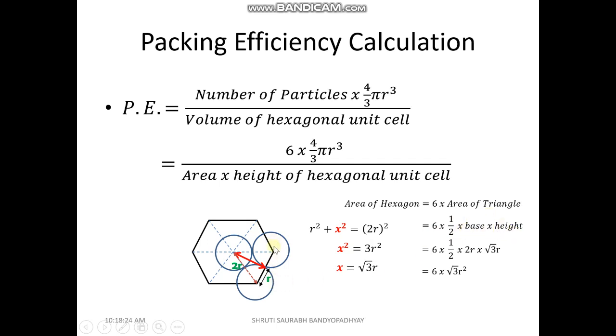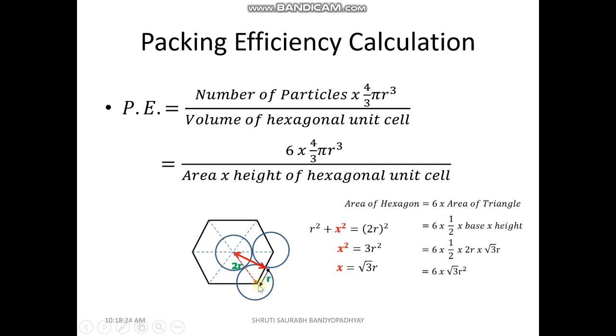The base of the triangle is this. Okay, so the base is formed by two such spheres. If the radius of one such sphere is r, then the base of the triangle will be r plus r, that is 2r. So 2r is the base. What about the height? The calculation of height is just simple, from the right angle triangle formula.